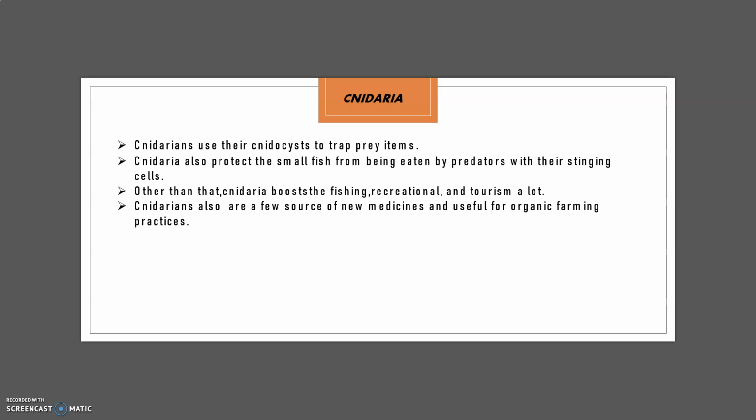So we go to the next one, which is the application of the Cnidaria. Cnidarians use their cnidocytes to trap prey items, and Cnidaria also protect small fish from being eaten by predators with their stinging cells. Other than that, Cnidaria boost fishing, recreation, and tourism a lot. Cnidarians are also sources of new medicines, by making drugs that are useful for organic farming practices.